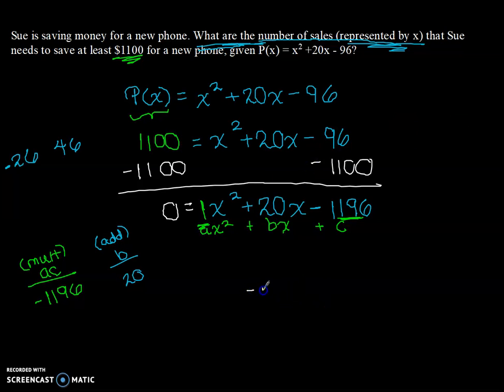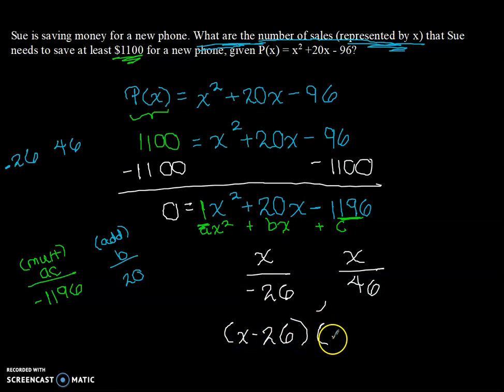From here, once you find the two numbers, remember to put a, which is 1, so you don't really have to put that, and x over each number. And since there's nothing to reduce in the fraction, each fraction represents its own parentheses. So x minus 26, and then x plus 46. Remember that this other side equals 0.